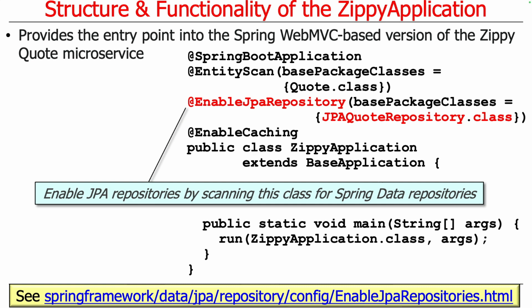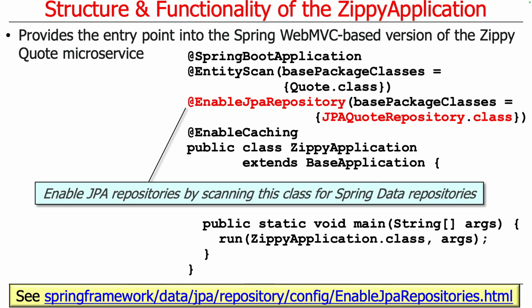Down here, we have another annotation which we haven't seen before. This is a really interesting one. This is one that says enable JPA repository. And this will also do some scanning, except this time it's scanning for things that implement the Jakarta Persistence API mechanisms. And we have our own class we wrote called the JPA quote repository. And we will look at the JPA quote repository here shortly.